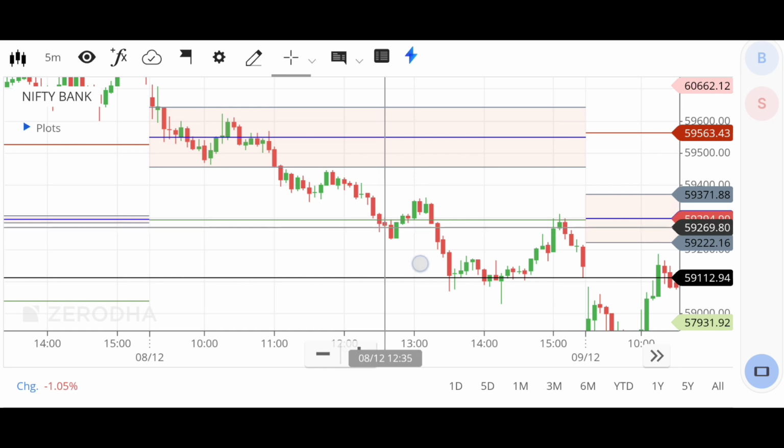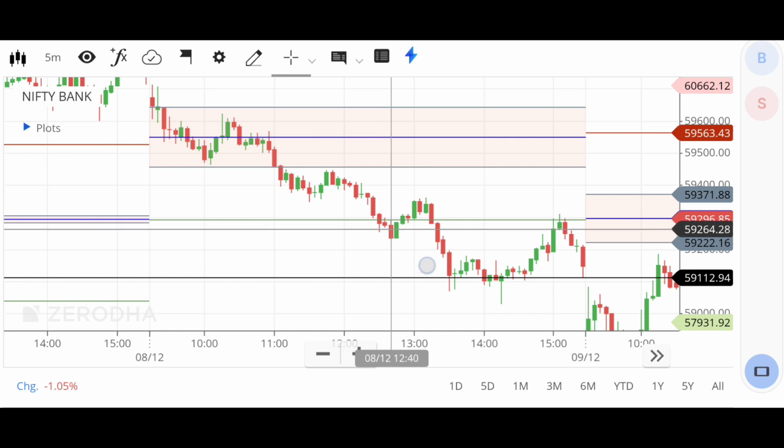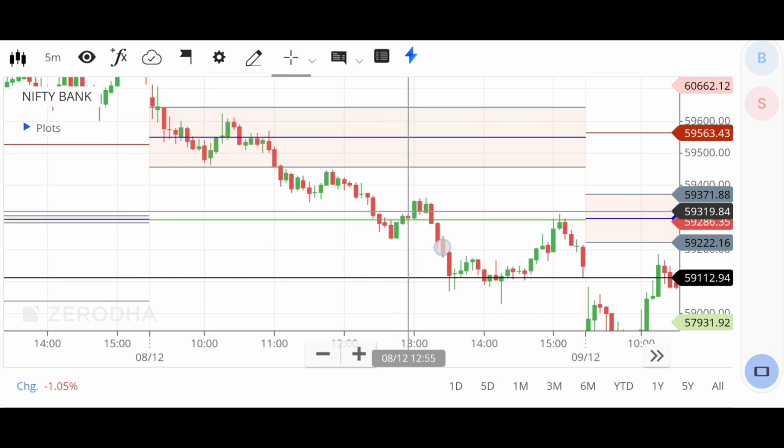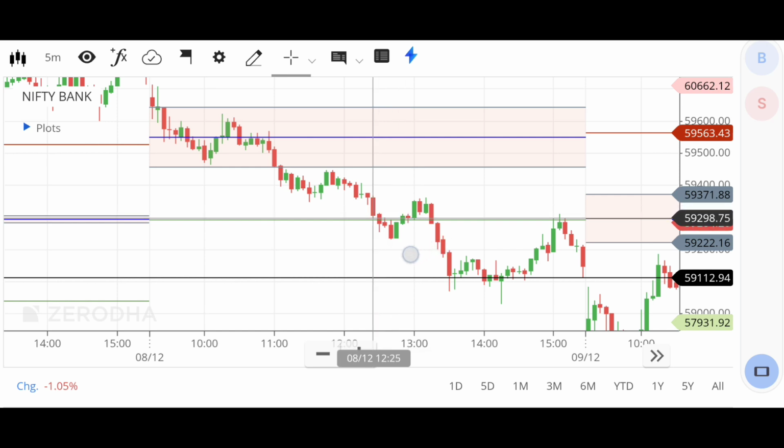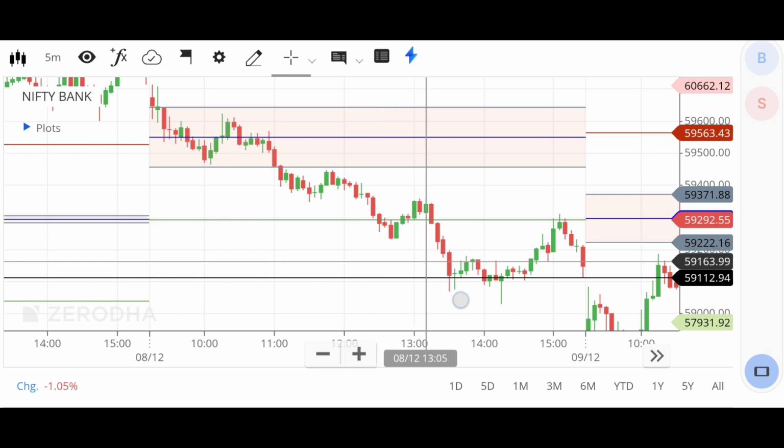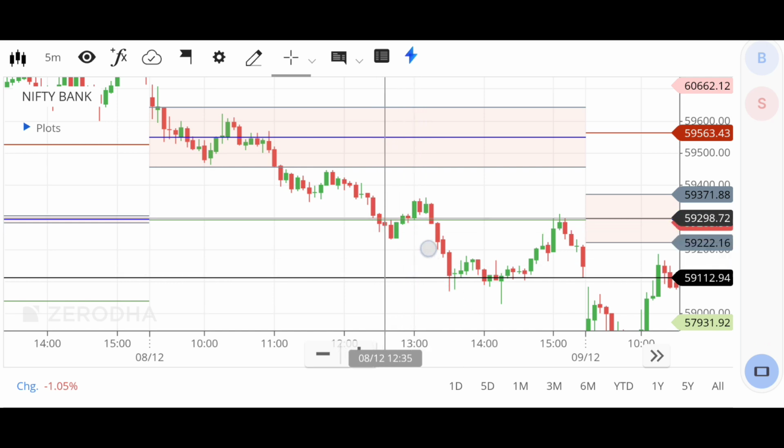Why? Because in case I take the trade here, I put the stop loss above the broken candle's high, and I keep the target as the previous day low. Exactly.